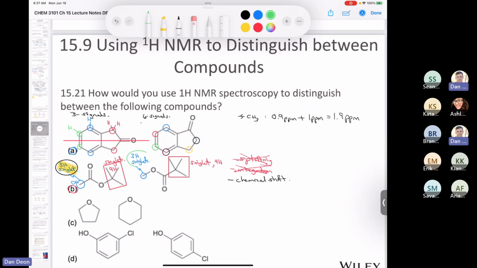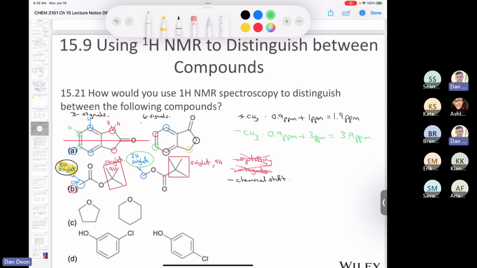Now I'm going to circle this one maybe in green, okay? This singlet is also a methyl group. It's going to have a baseline of 0.9 parts per million, but how many are we going to add to it? It's next to the oxygen of an ester. Could anybody tell me how many parts per million will I add? 3. Exactly. That gives me a total of 3.9 parts per million. That's a huge difference in these two chemical shifts.